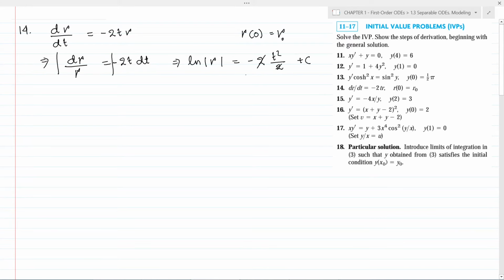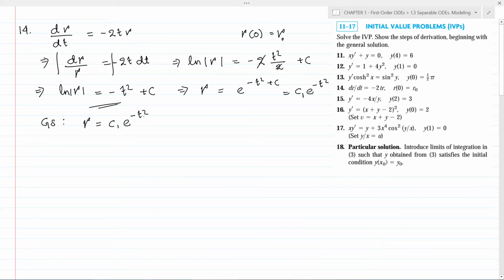These two terms cancel out, and this we can write as ln absolute value of r is equal to minus t square plus c. So r is equal to e to the power minus t square plus c, or c1 e to the power minus t square. So, the general solution we got is r is equal to c1 e to the power minus t square.